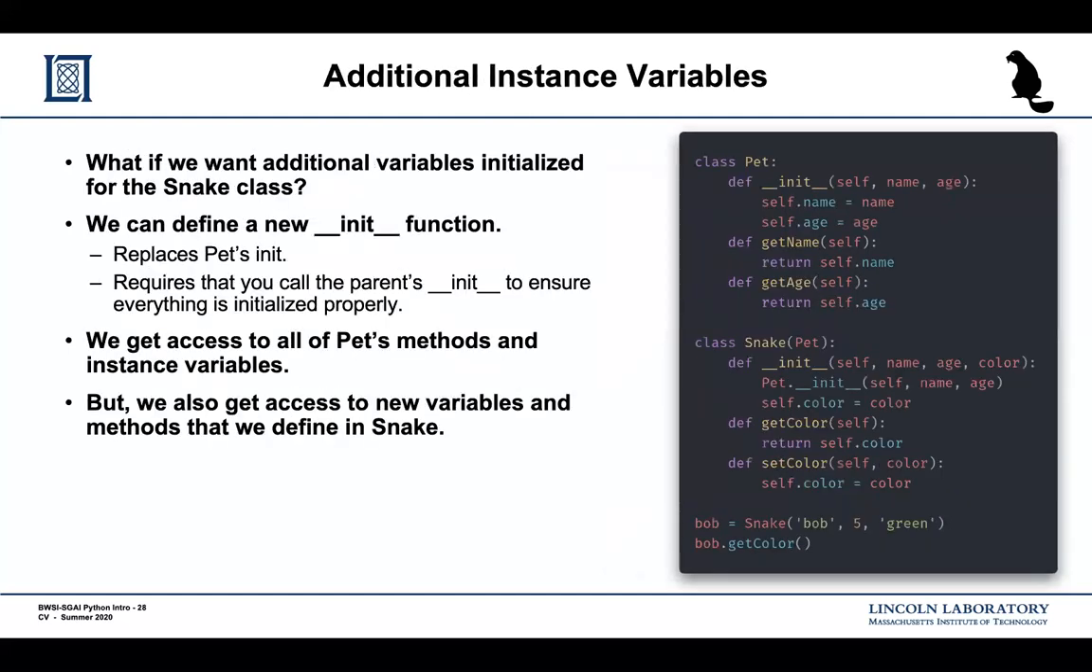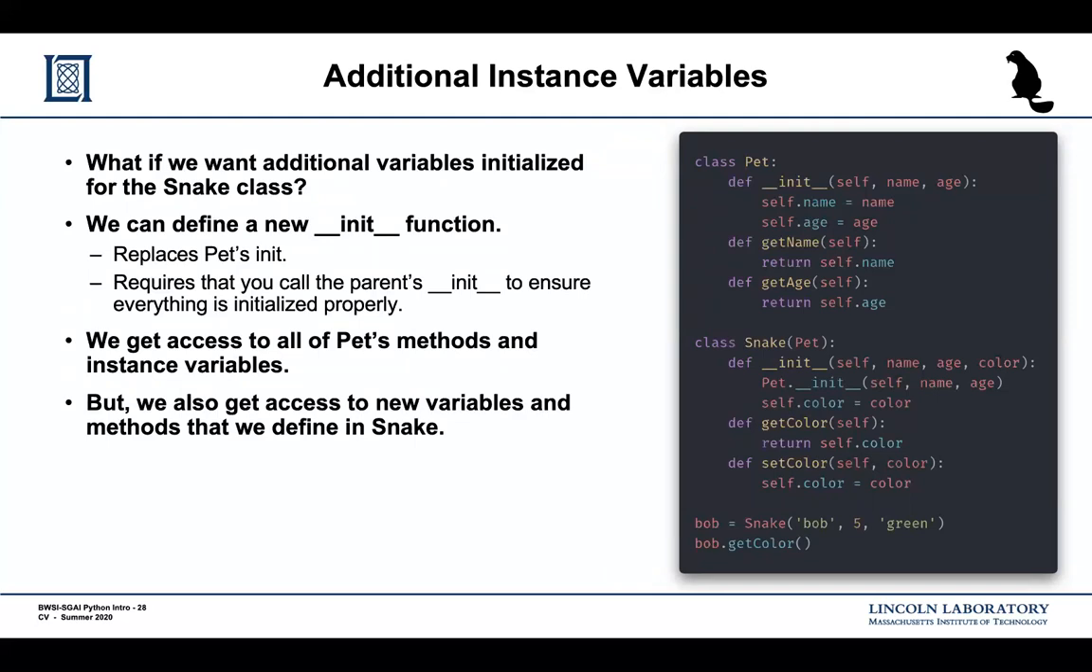Yeah. So what if we want additional variables initialized for the Snake class? We didn't have an init function in the Cat class, but in the Snake class, we want to know what color he is, right? We do the same thing. We pull in Pet, but now we can do something else interesting. Inside this new initialization function, we can call the Pet initializer within Snake. That's just done by doing Pet.__init__, and then you pass the object, you pass the name, and you pass the age. But then you can add your own instance variables, such as a color.